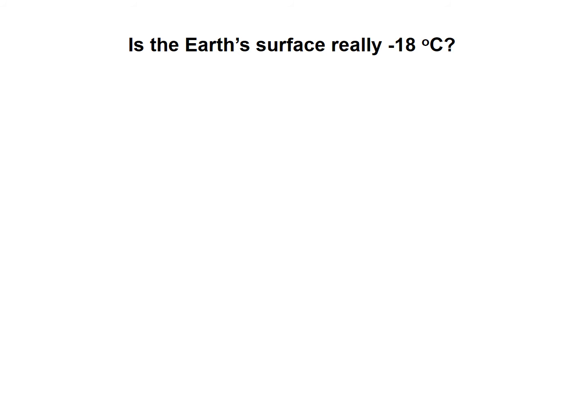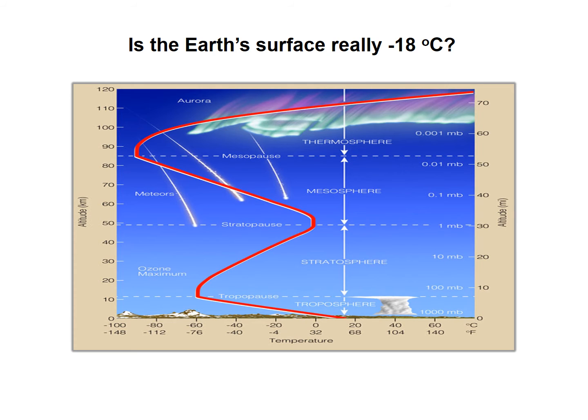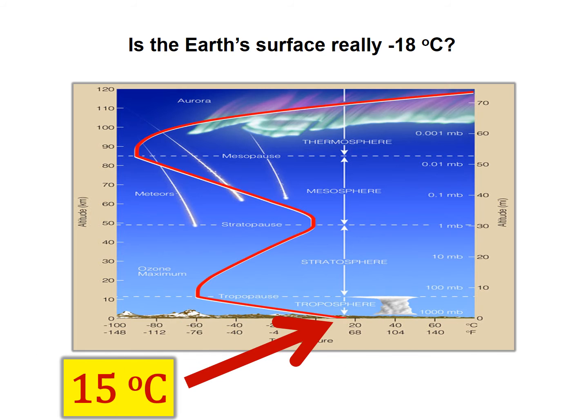So what is the current Earth's temperature? We know this, right? The average Earth temperature is 15 degrees C. Why are they different?